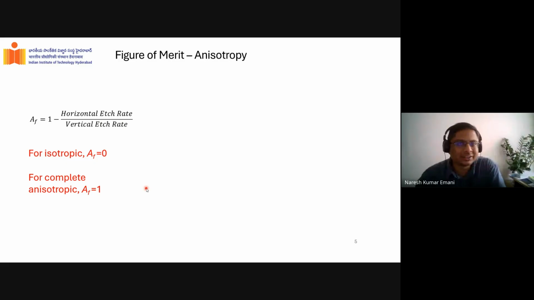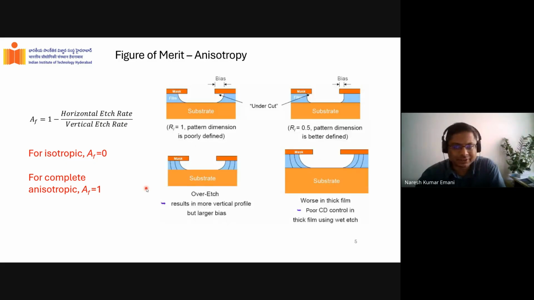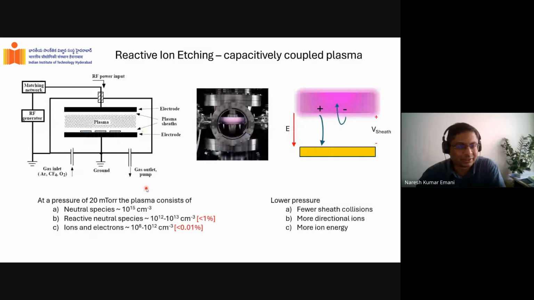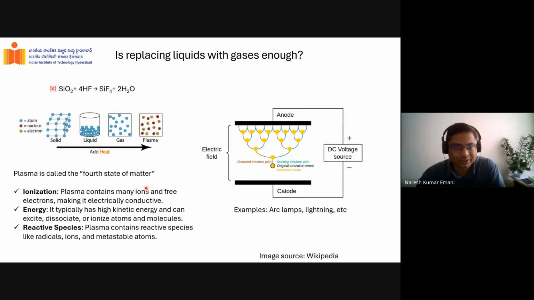So let me go quicker. I'll come to it in a moment. Let's, because we went somewhere else, I want to go here. So it is not enough to just replace liquids with gases. You need to do something more. What do we need to do more? We have to create what is called a plasma.